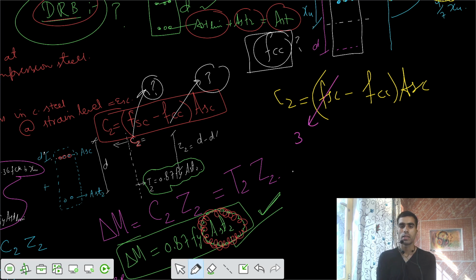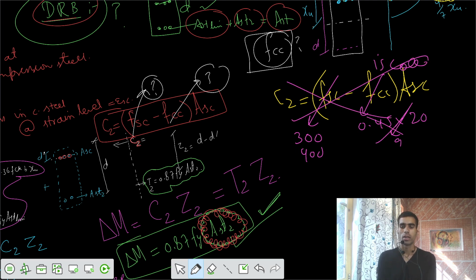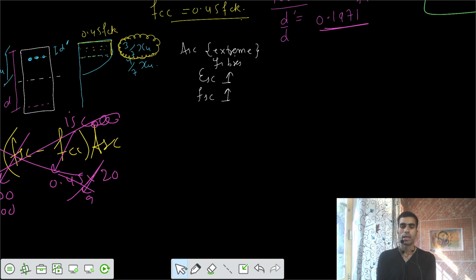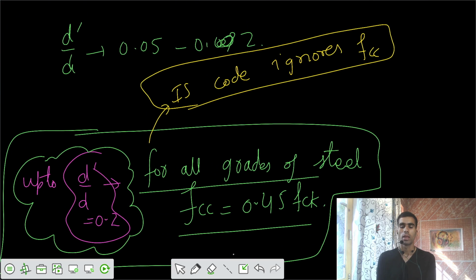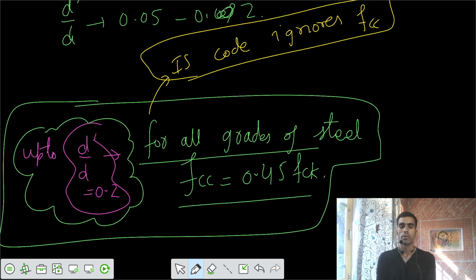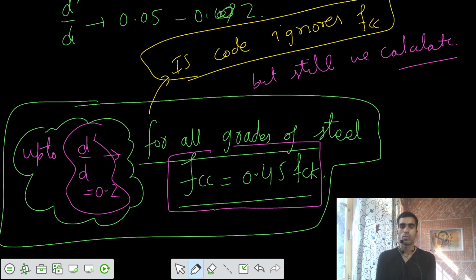Your stress in compression steel may be somewhere in the range of 300 to 400 megapascals, and this would be some value of 0.45 FCK. Let's say M20 was there, so this is a small value. So we can ignore this part as per IS code. But for calculations, we are not going to ignore that. You can write that the IS code ignores that part, but still we calculate. So the final crux is that FCC is equal to 0.45 FCK.